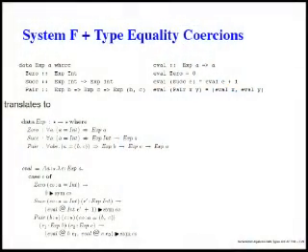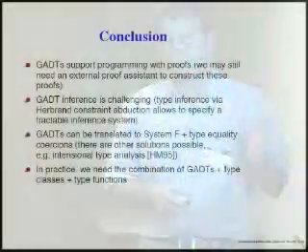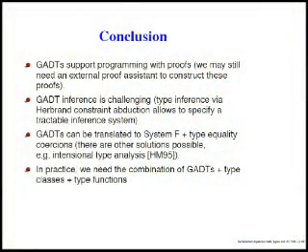So, okay, anyway, here I have an example. I'll skip it because I'm already running late. The main point is that these GADTs are really, I think, a cool tool. And as I said, it's not only for toy languages like Haskell, but I think they are also available in C sharp. And effectively, it means really programming with proofs.